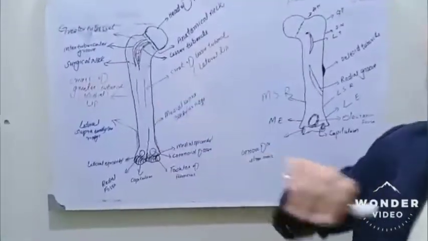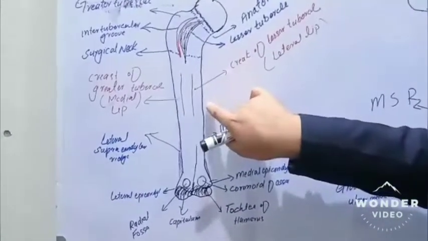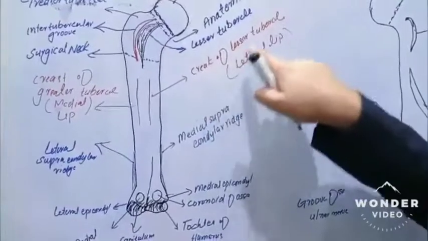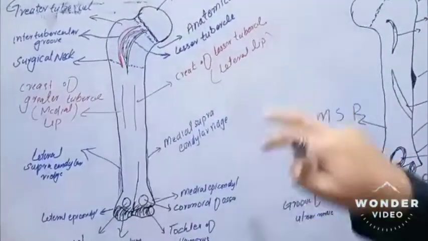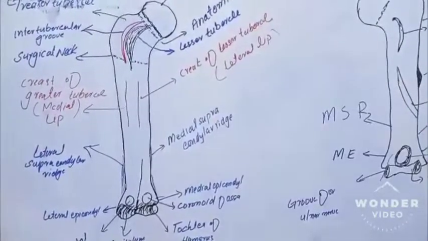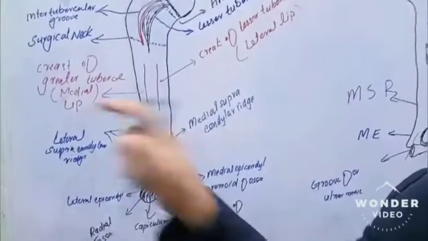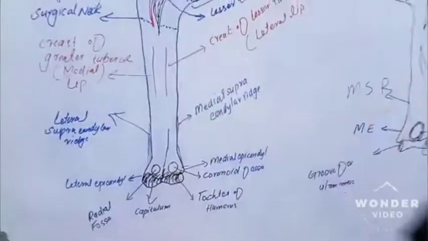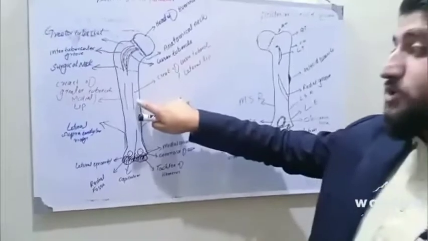Coming to the shaft of the humerus, there is major muscle insertion here. The crest of the lesser tubercle we also call the medial lip, and the crest of the greater tubercle we call the lateral lip. These two points are very important because many muscles are attached to them.